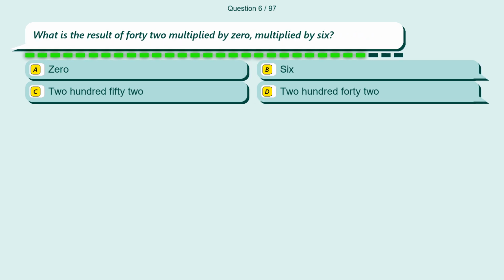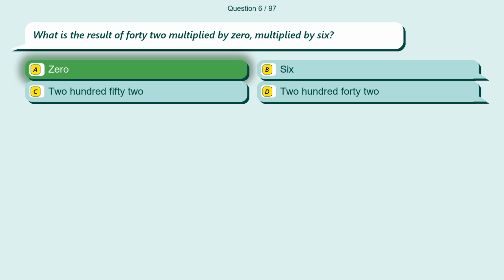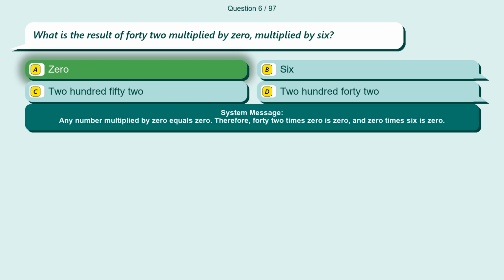Question 6. What is the result of 42 multiplied by 0, multiplied by 6? Option A, 0. Option B, 6. Option C, 252. Option D, 242. The correct answer is option A, 0. Any number multiplied by 0 equals 0. Therefore, 42 times 0 is 0, and 0 times 6 is 0.